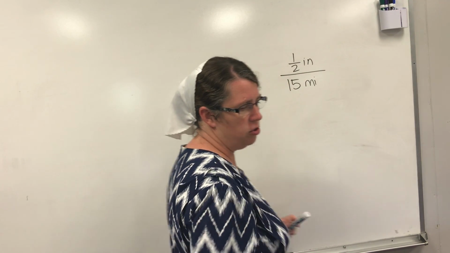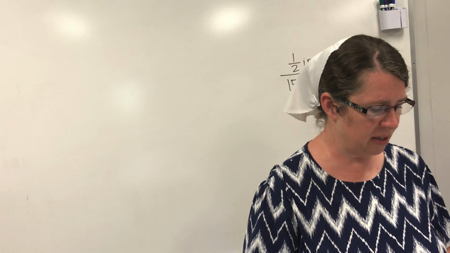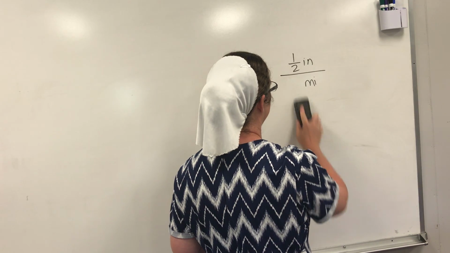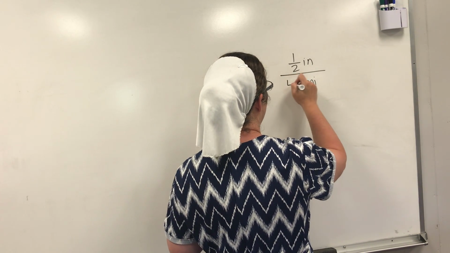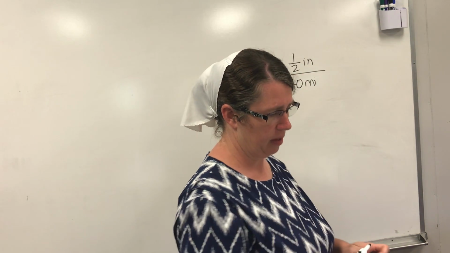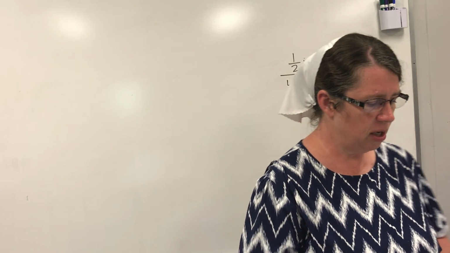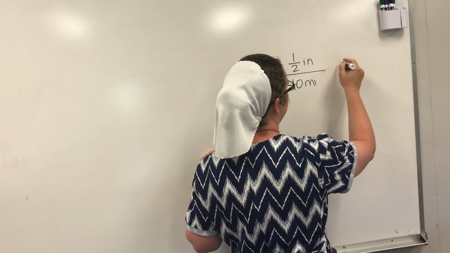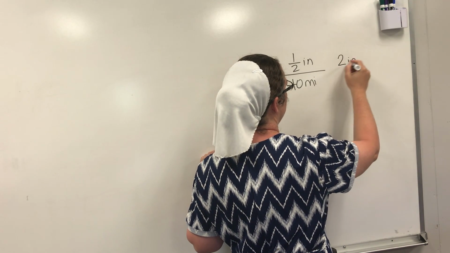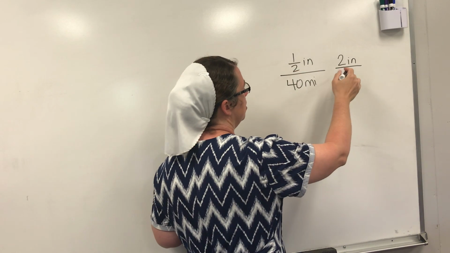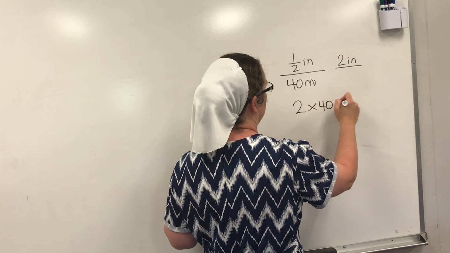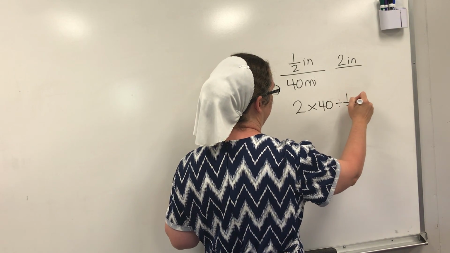Let's see what they give us to do. Find the approximate distances in miles using the map scale. 1/2 inch equals 40 miles. Okay. So our 1/2 inch is 40. And from Harrison to Fort Smith is 2 inches. All right, so we have 2 inches. Now we need to figure out how many miles. Again, we go 2 times 40 divided by 1/2.